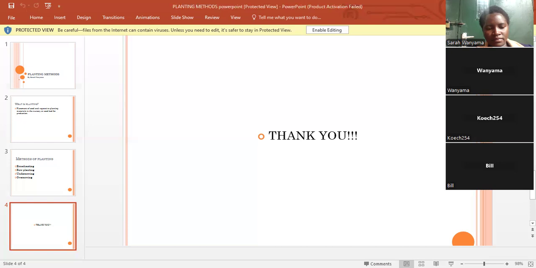The placement of seeds or vegetative material in the nursery or in the bed. Oh, that's nice.